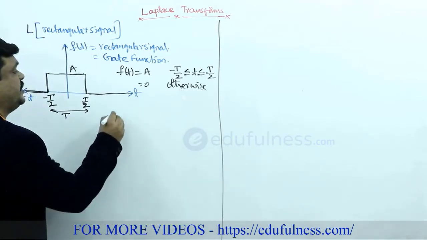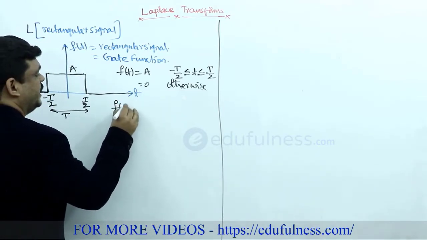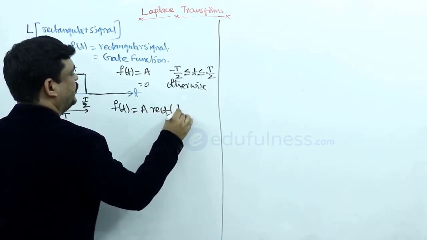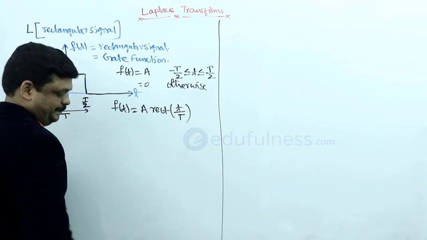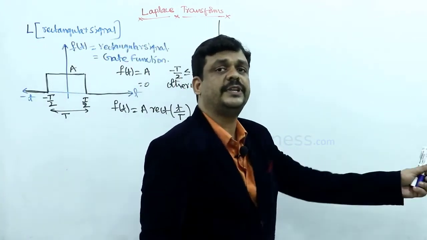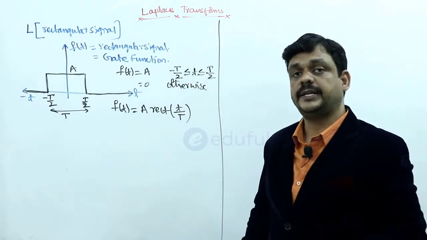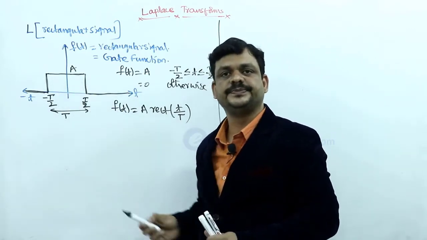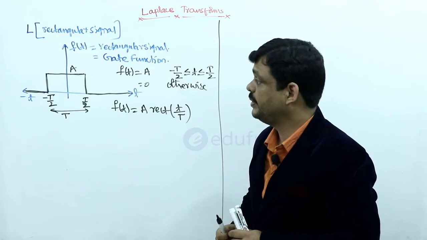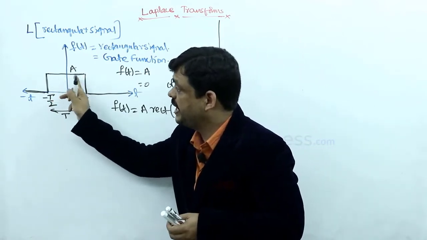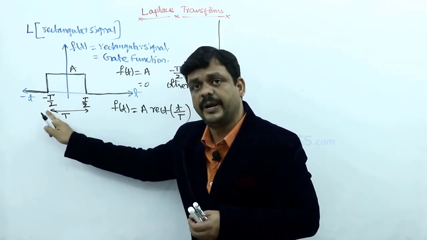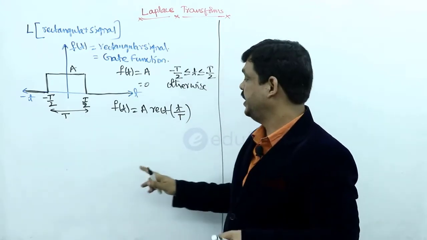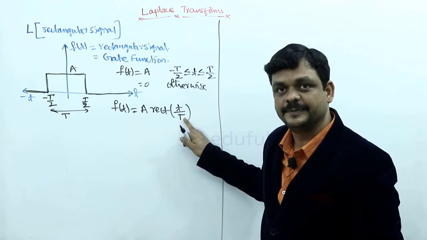And there is another standard representation also. The representation is like this: f of t equals A into rect of t by capital T. This is also one of the functional representations of the rectangular signal. Here A explains the constant amplitude. This amplitude is defined for time from minus T by 2 to plus T by 2, with how much time period? T time period. So the t by T is right here.